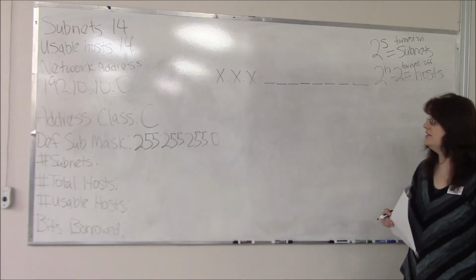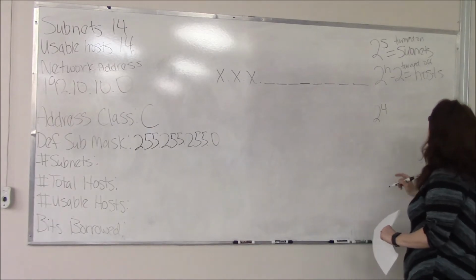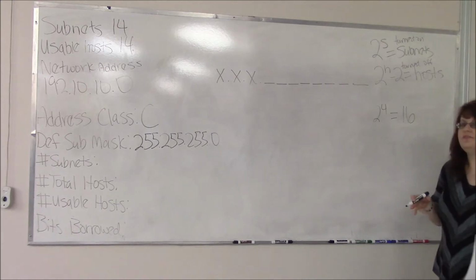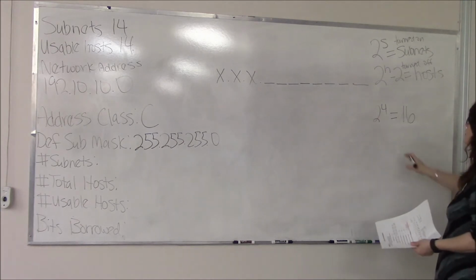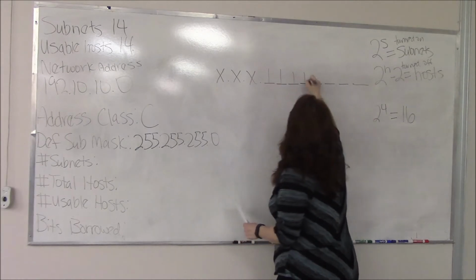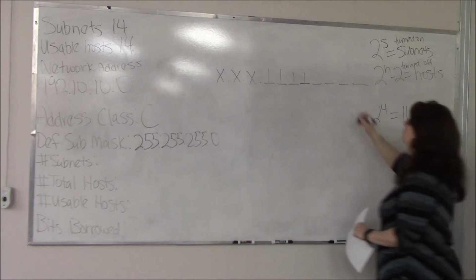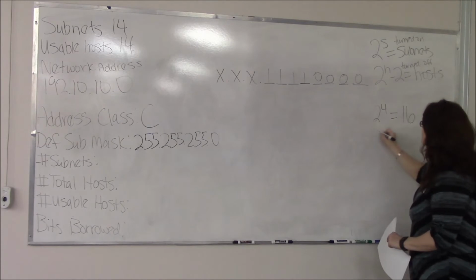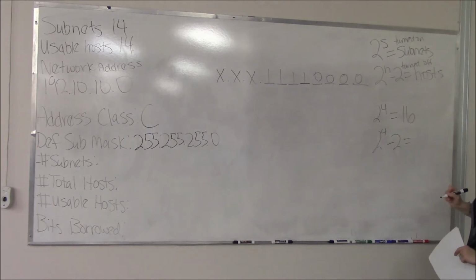4. That's it. So 2 to the 4th is my number of subnets, and that gives me 16 subnets. That's more than 14, but that's okay, because I need at least 14 subnets. Those subnets mean that I'm going to turn 4 bits on. How many bits are left? 4. So those bits are turned off. So 2 to the 4 minus 2 equals what? 14.